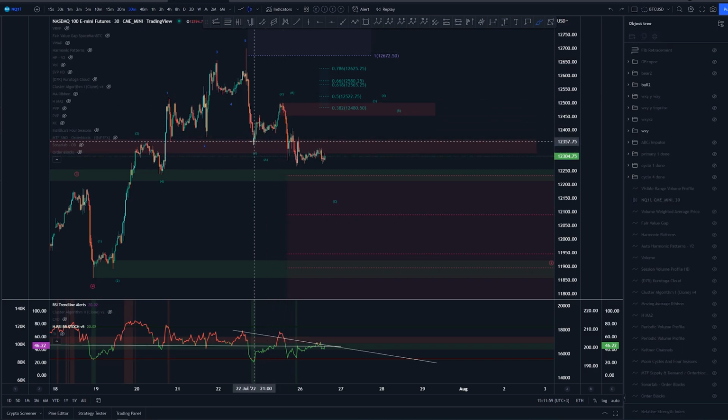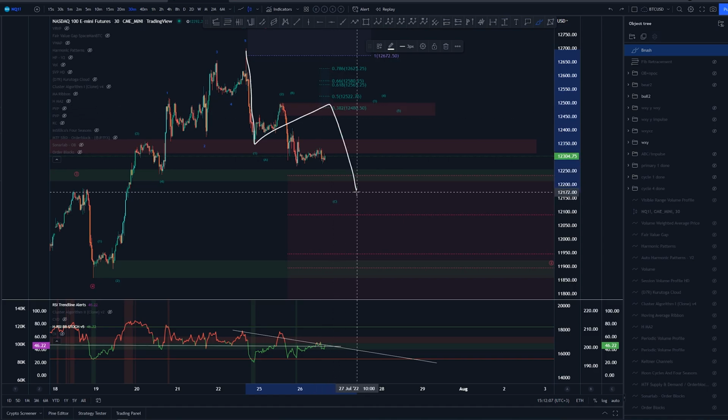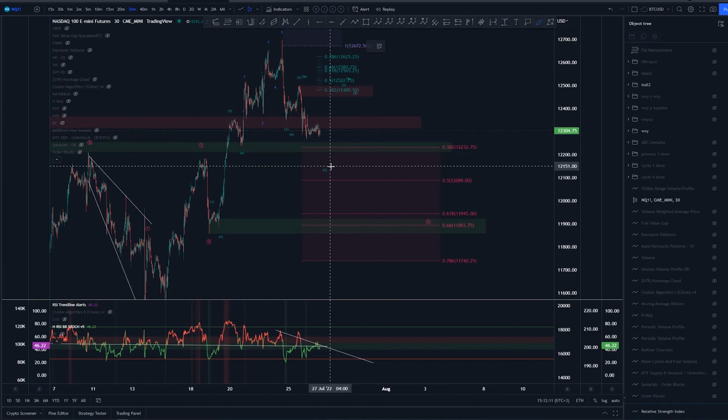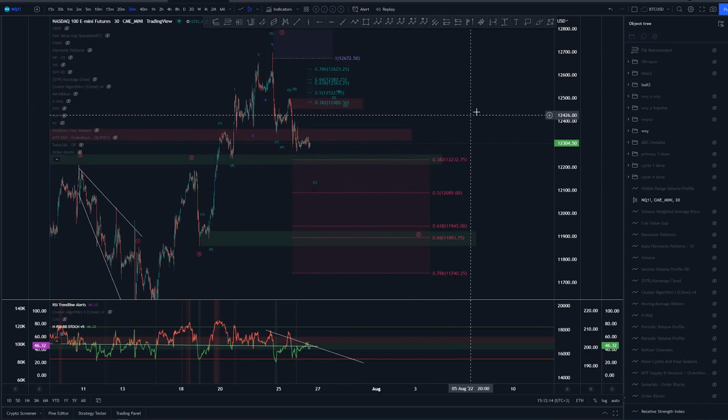By default, wave 2s definitely don't take that long compared to wave 1. So at that point, I would be expecting this to be an A, B, and then C, getting some kind of three-way structure overall, ending down here somewhere. But we'll see if that is going to play out or not.